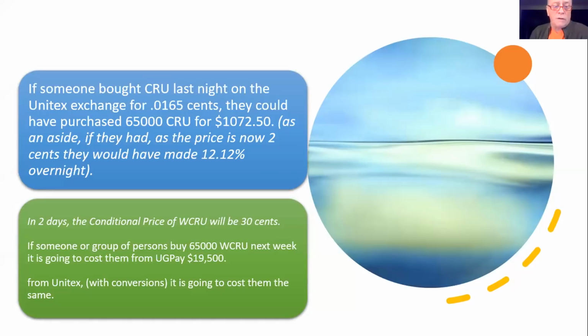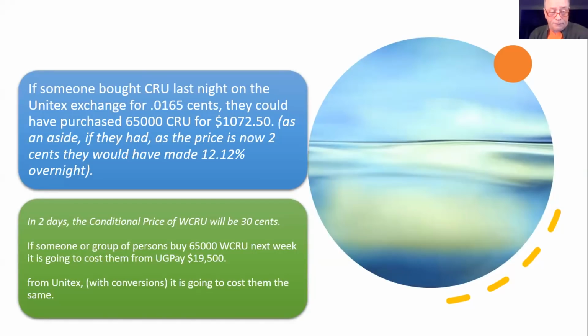Now, when I made this slide up the other day, this was relevant. If someone bought CRU last night on the Unitex exchange for 1.65 cents, they could have purchased 65,000 CRU and paid $1,072.50. Just as an aside, on the day that I did this slide, the next day the price did go up to 2 cents, and if they'd sold it at 2 cents, they would have made 12.12% on their money overnight. But that's an aside.